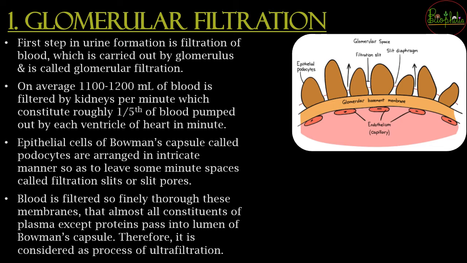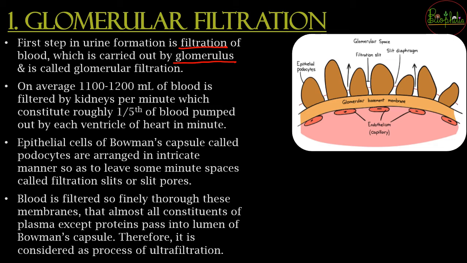So the first one is glomerular filtration. The first step is to separate the things we need from the things we do not need. How will we separate them? We use the method of filtration. So filtration from the blood is going to occur. That is the first major step, and since it is done by the glomerulus, it is called glomerular filtration.